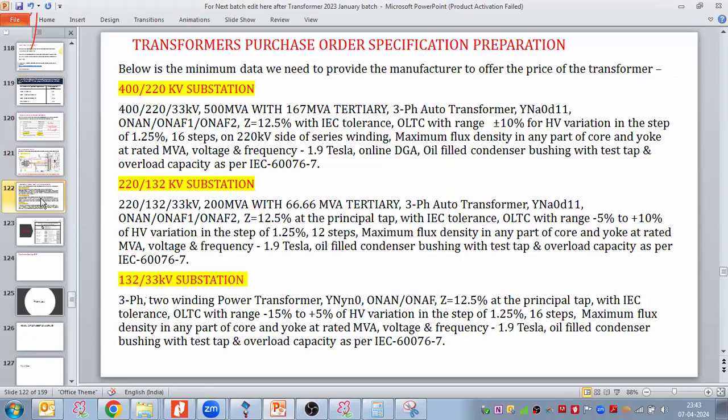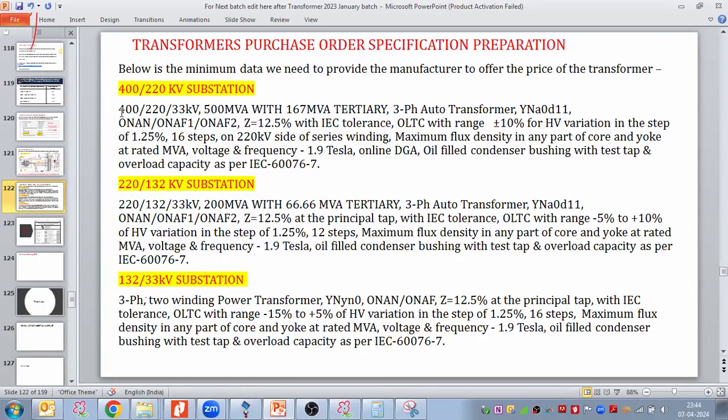So now coming to the transformer purchase order specifications preparations. When we have to procure the transformer, we have to prepare some technical specifications. So let us see what are the minimum technical inputs we have to provide to the manufacturer to get the quote of the transformer cost or price. I'm taking three different levels of the transformer: 400 by 220 kV substations, 220 by 132 kV, and then 132 by 33 kV substations.